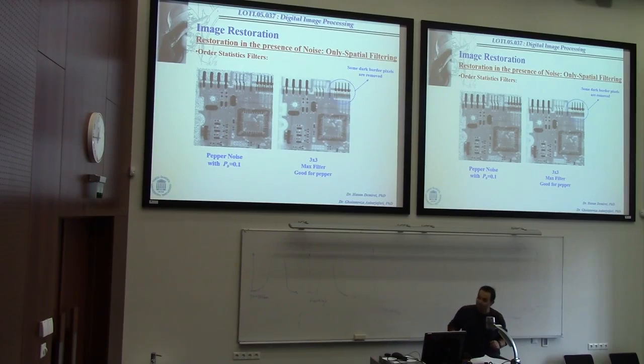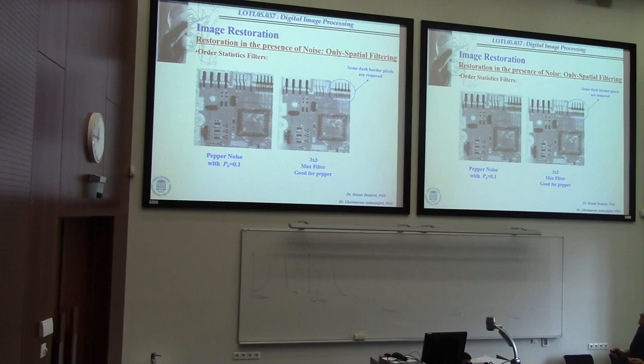And also here you can see an image to which we added some pepper noise. It means that we add some dark points to the image. If we use the max filter, which we mentioned is good for pepper noise, it will find the brightest point in the image, and after applying the max filter on the image, we easily remove the pepper noise.